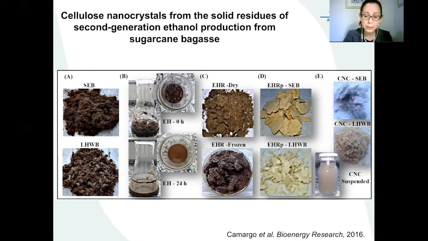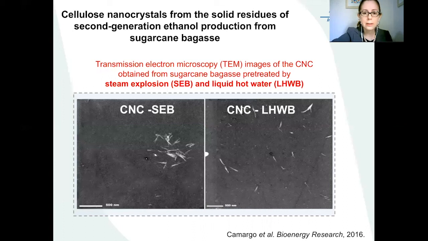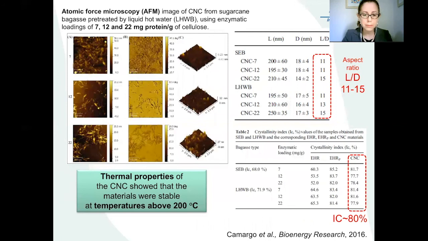And the results of the characterization, by microscopy, showed that the material obtained by both types of pretreatments presented CNC characteristics. And this material was also characterized by atomic force microscopy, which allowed the characterization in terms of the size, length, and diameter, and the calculation of the aspect ratio, which is an important parameter to characterize this type of material. And the results show that for both types of pretreatment, the CNC showed aspect ratio between 11 and 15, which is a value within the range expected for this type of materials.